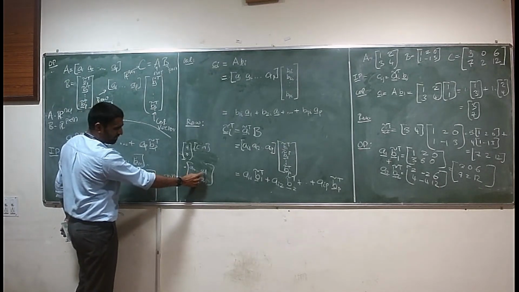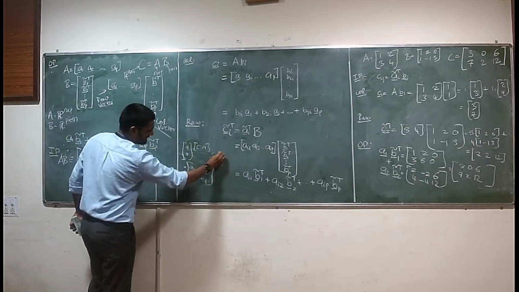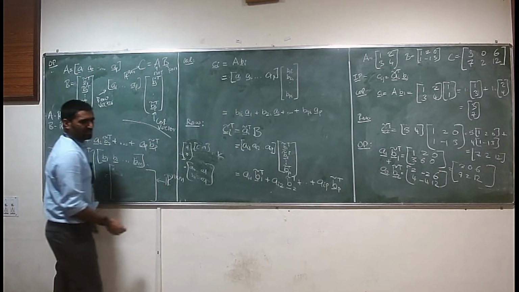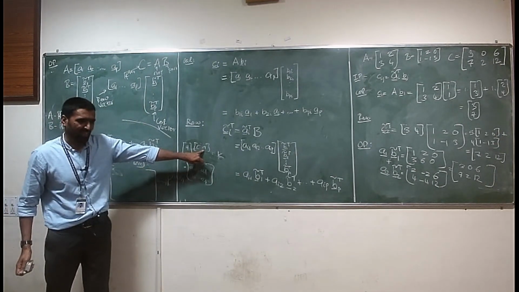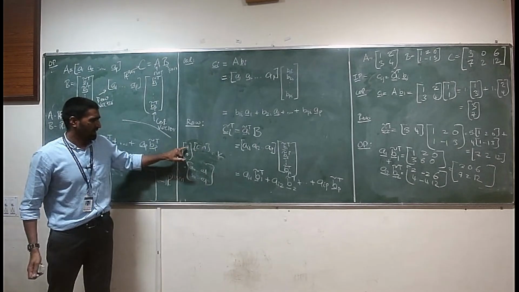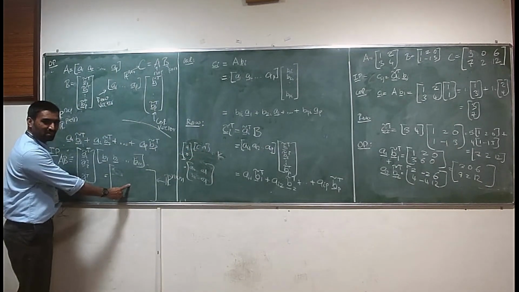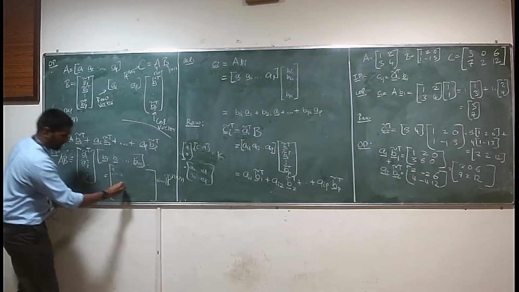Let's say this was some K matrix. What was K12? It was the product of the first element here and the second element there. Ith row, jth column. So what will be the ijth element here? Ith row, jth column.